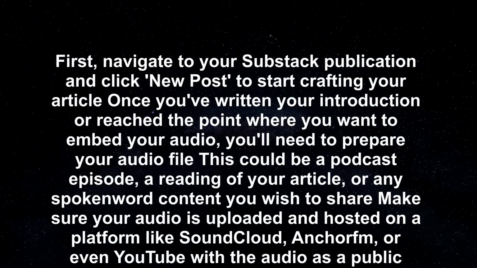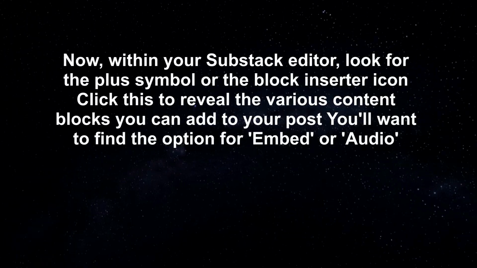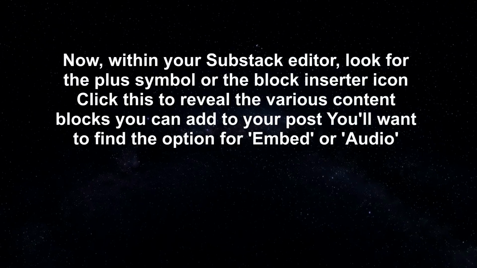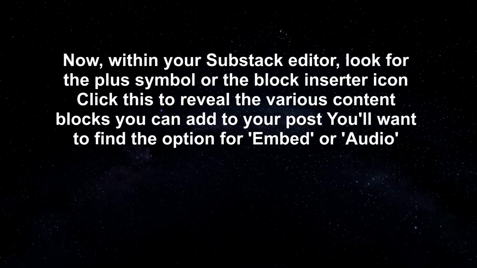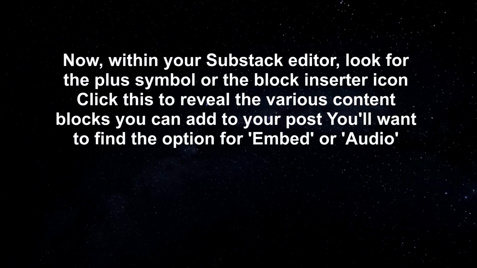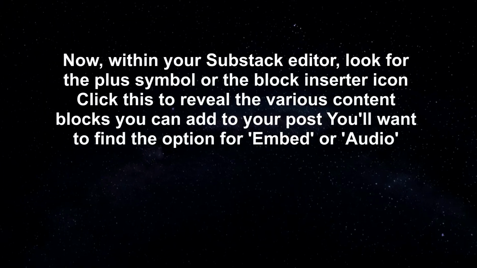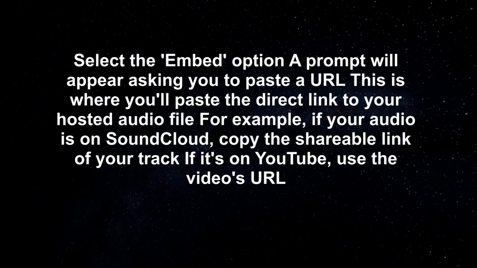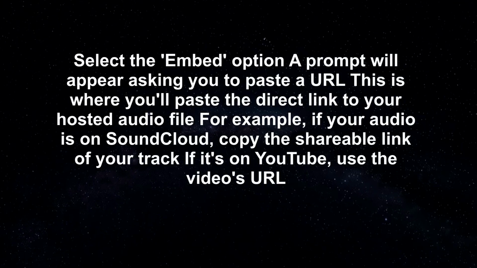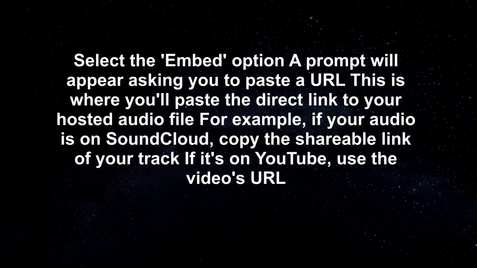Now, within your Substack editor, look for the plus symbol or the block inserter icon. Click this to reveal the various content blocks you can add to your post. You'll want to find the option for Embed or Audio. Select the Embed option. A prompt will appear asking you to paste a URL.